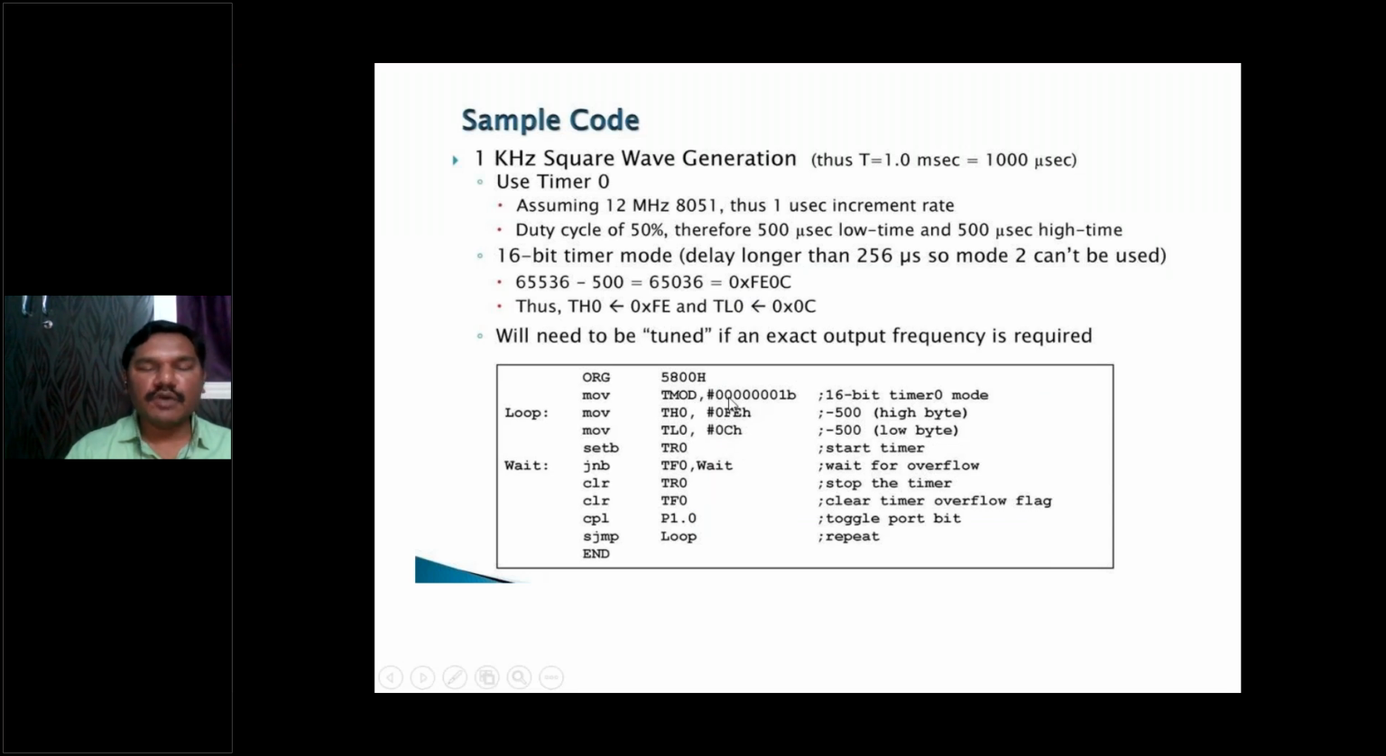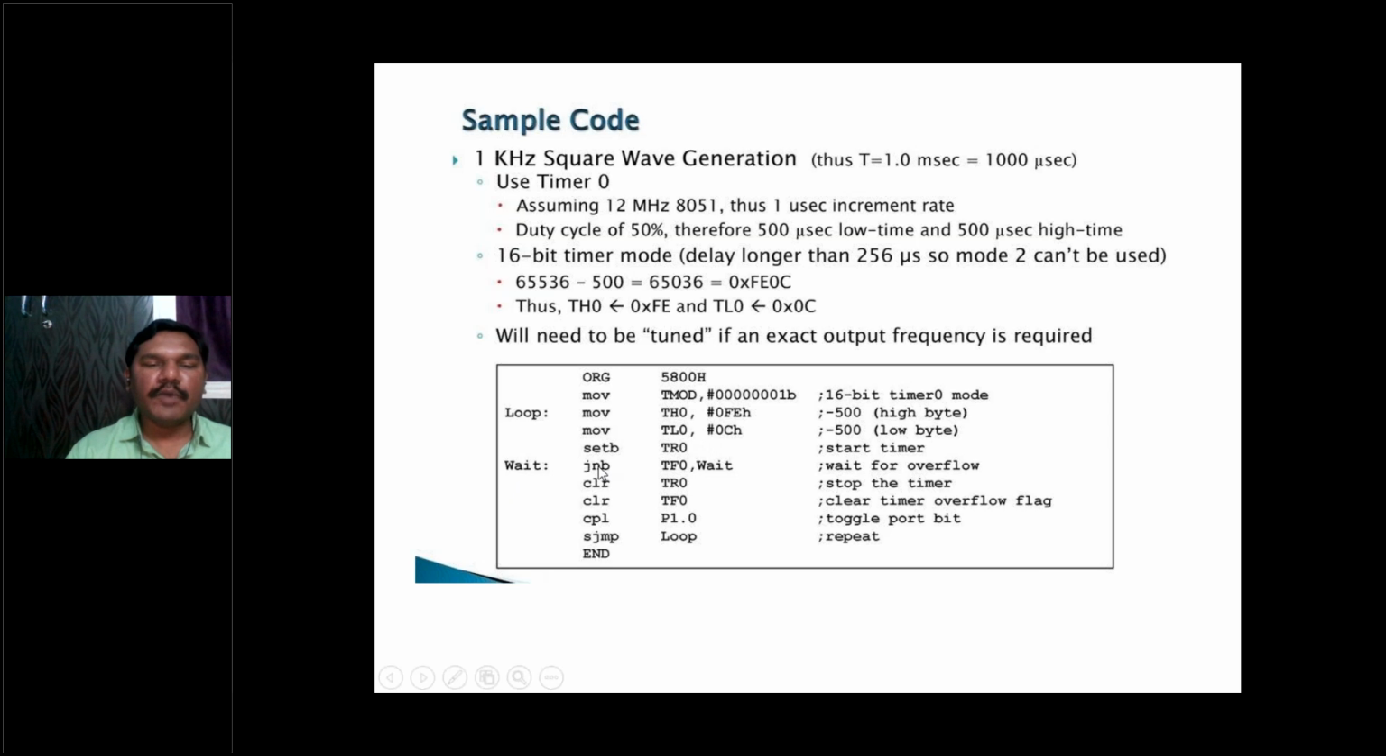So there is a procedure for how to generate this. Here also, given a 16-bit timer, we subtract a count value of 500 from 65,536, then it becomes FE0C. That's why I'm filling the higher byte with FE and the lower byte with 0C. Now we have to set timer 0 to run. After that, how much time will it run? Here we are taking a short loop.